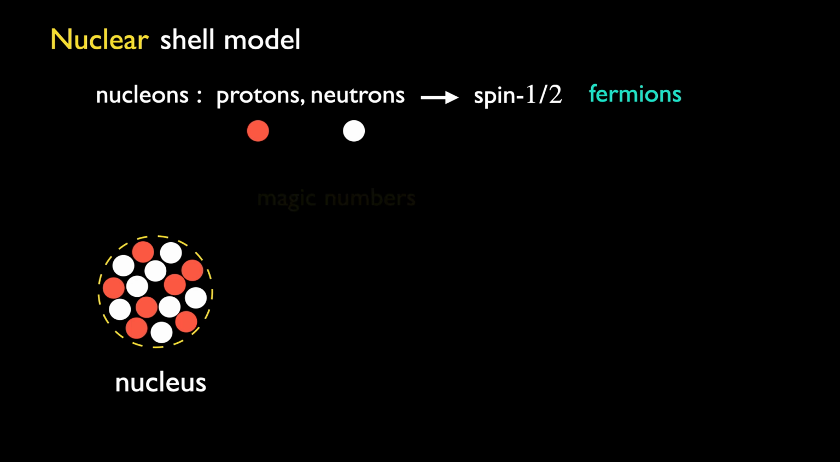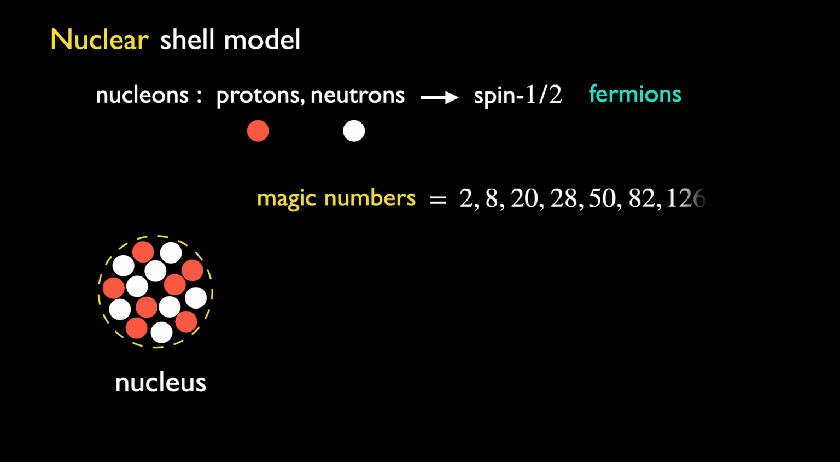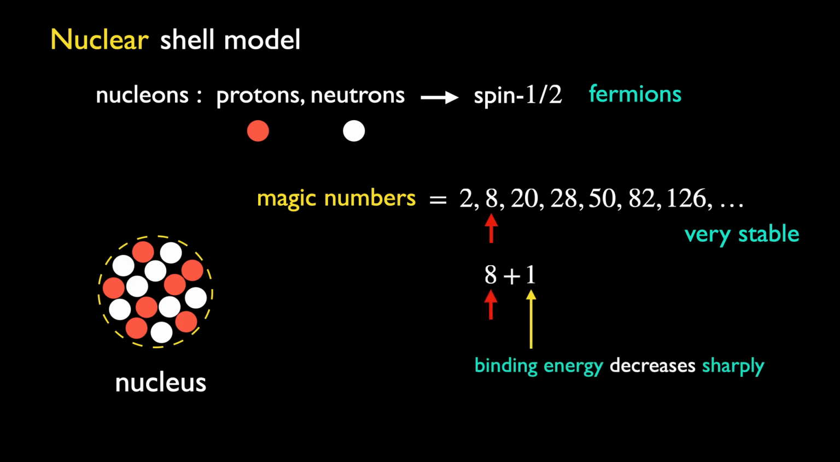The problem we shall tackle has to do with what is known as the magic numbers. These are the numbers of nucleons that form very stable nuclei. Their stability is seen in this way. For example, take a nucleus with 8 nucleons. If we add an extra nucleon to this nucleus, it is observed that the binding energy for this additional nucleon will decrease sharply when compared with the neighboring cases of 7 or 9 nucleons. The binding energy of a nucleon is the amount of energy required to knock it out of the nucleus.